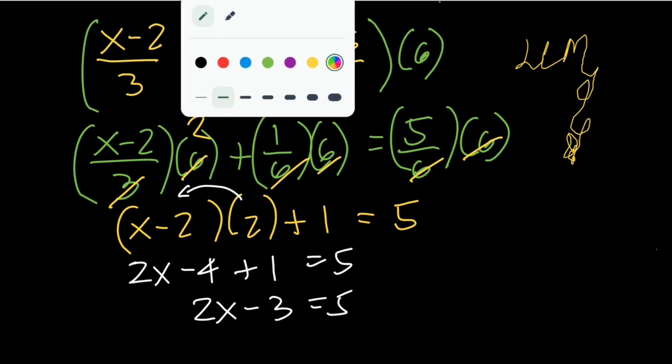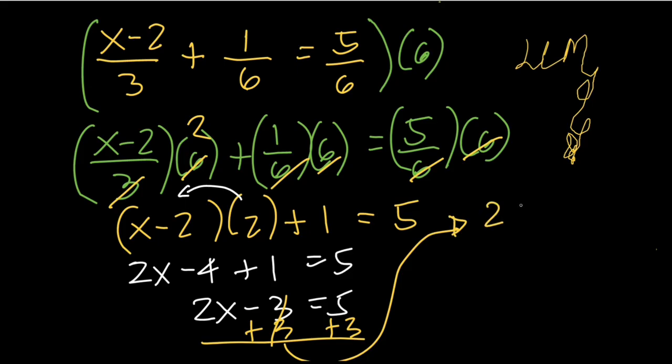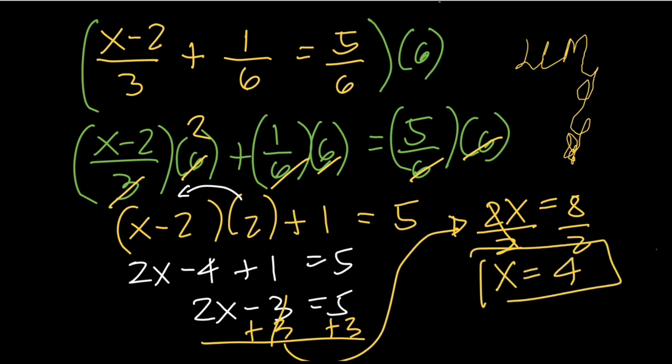Then we add 3 to both sides. Then we're left with 2x equals 8. Then we divide both sides by 2. X is equal to 4. Oh, your answer is correct. Yeah, you answered 4. And even for number 1, your answer is 8.25. Yeah, you answered it correctly.